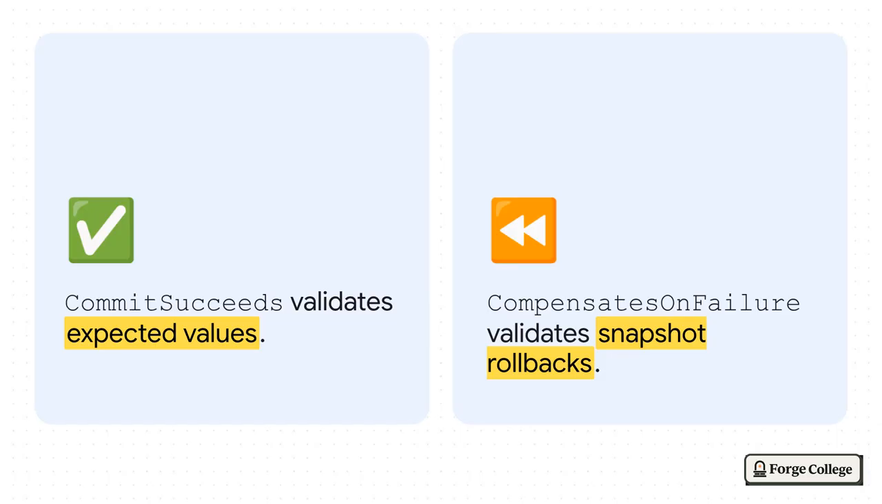To build these tests quickly, I highly recommend leaning on AI-assisted scaffolding. You can prompt an assistant to generate a Foundry integration test that deploys these modules and runs 2 key scenarios. First, a commit succeeds scenario. This validates a perfectly executed sequence where the final storage values match your expected numbers. Second, a compensates on failure scenario. This simulates a revert in the logic module to validate that beautifully orchestrated rollback, proving the state perfectly matches the pre-run snapshot.